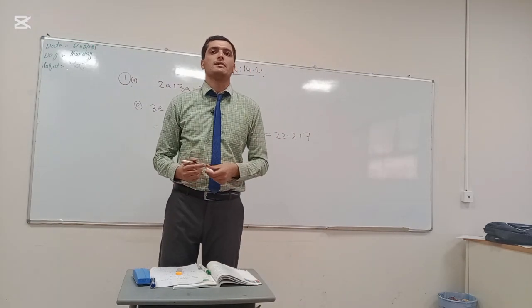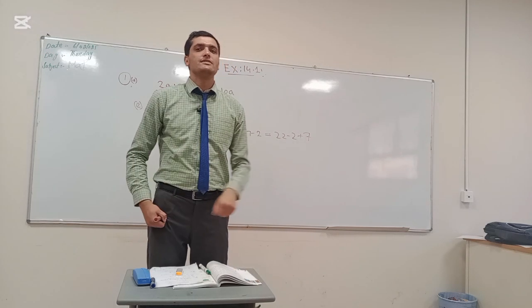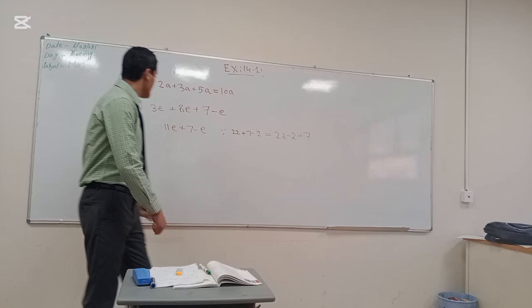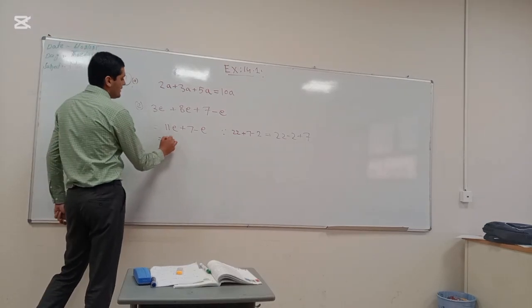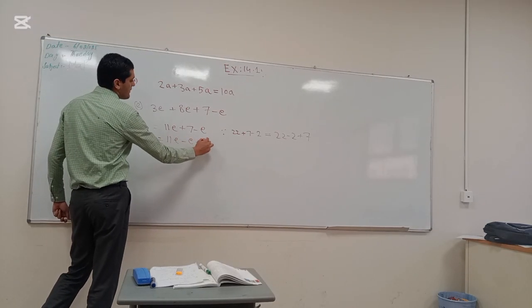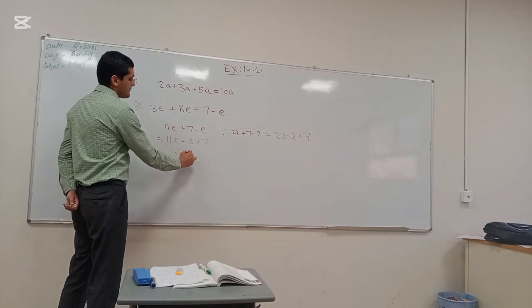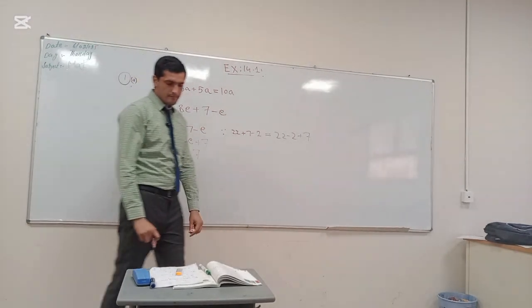This is a very simple thing. The answer is the same, so we are not troubling. So this will become 11e minus e plus 7. That is 10e plus 7, and this becomes our final answer. Understand?